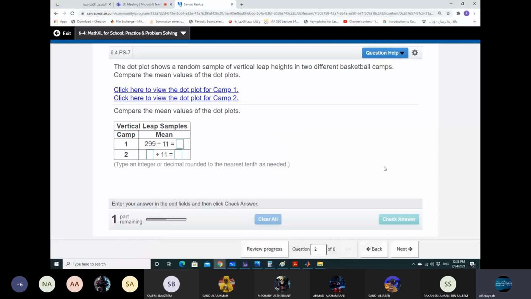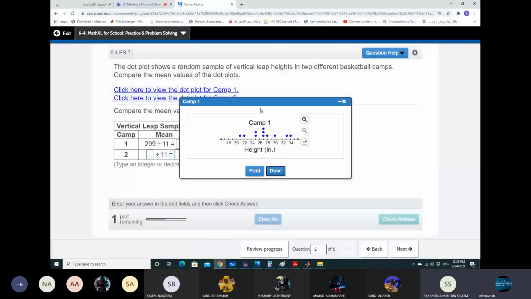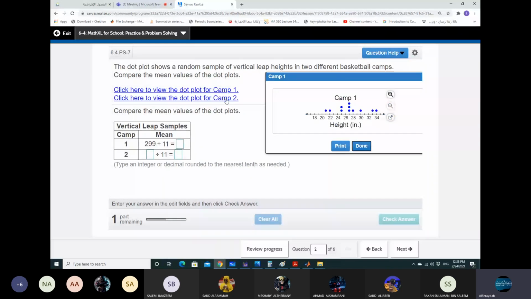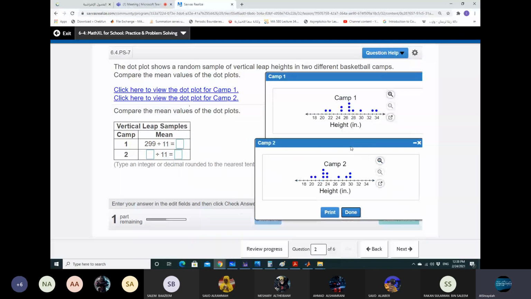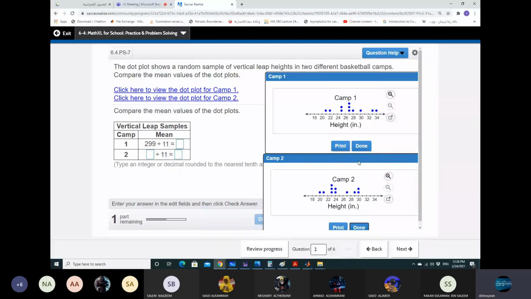Here we have the dot plot for the first camp, and here we have the dot plot for the second camp. We have two dot plots. Now who can answer? Yes, Karis, thank you. Okay, so for the first camp, it's 299. The mean, we want to calculate the mean.